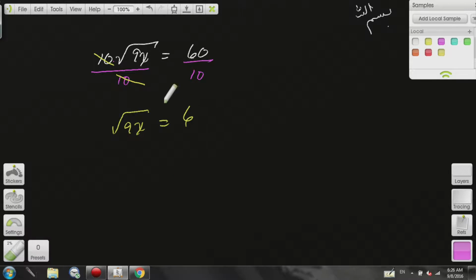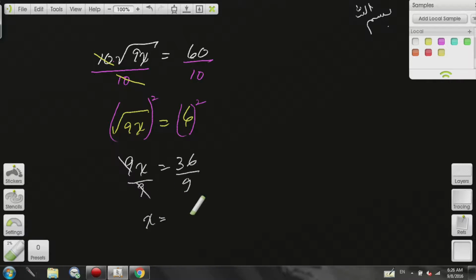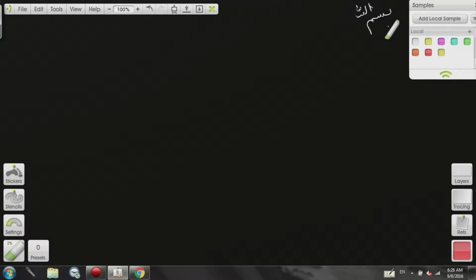Then you square both sides. And then you get 9x equals 36. And then you divide both sides by 9. X equals 4. Okay, like that. So again, the key point is to isolate the radical symbol before you square both sides. Now I'm going to do some more examples.